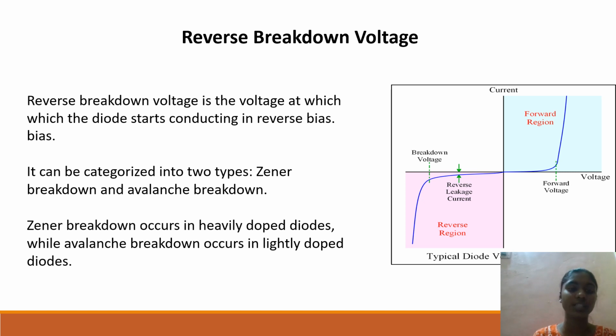Reverse breakdown voltage. Reverse breakdown voltage is the voltage at which the diode starts conducting in reverse bias. It can be categorized into two types: Zener breakdown and avalanche breakdown. Zener breakdown occurs in heavily doped diodes, while avalanche breakdown occurs in lightly doped diodes.